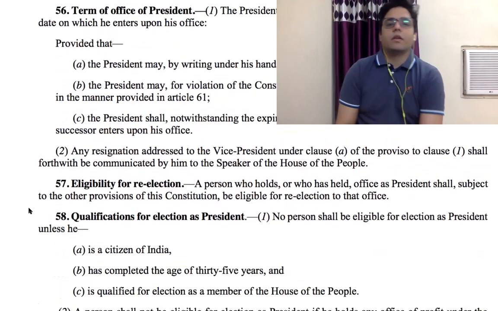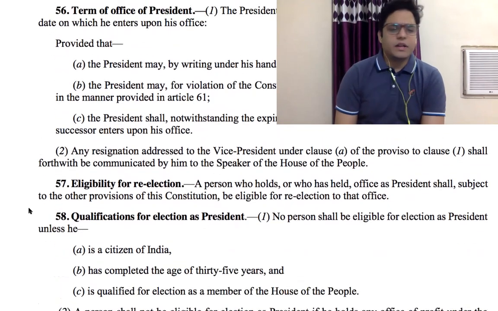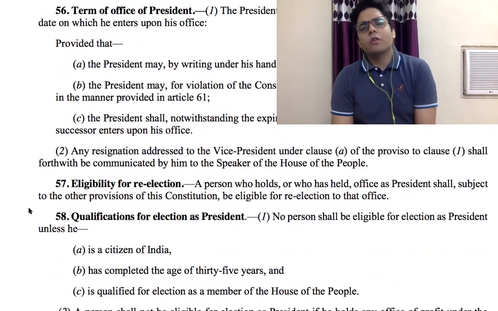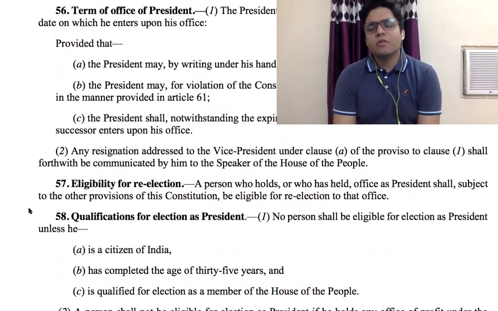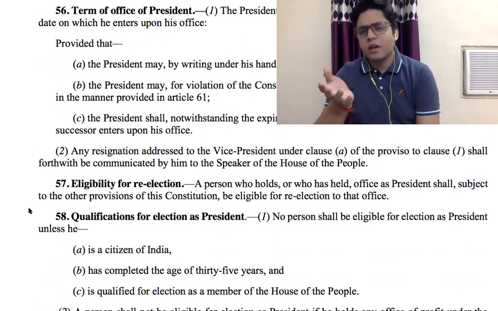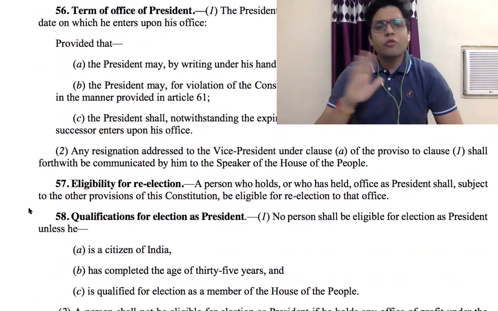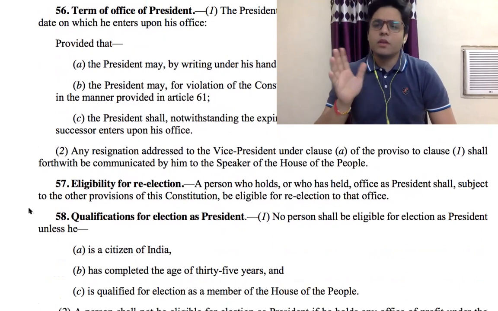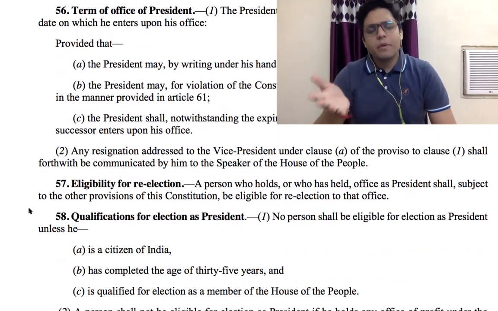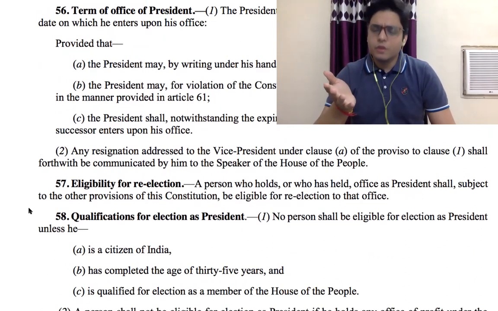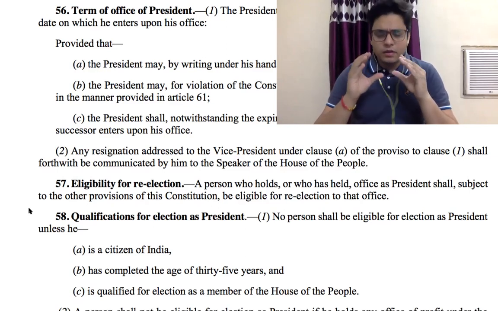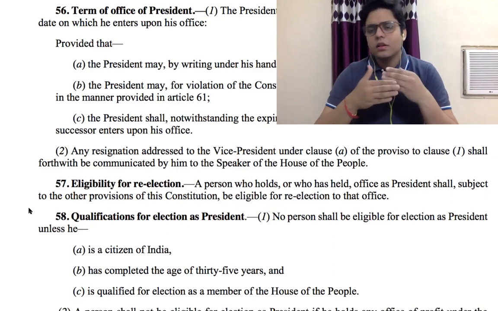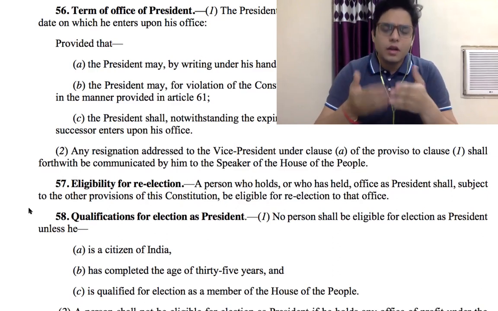Article 57: eligibility for re-election. Very simple. A person who holds or who has held office as president shall, subject to the other provisions of this constitution, be eligible for re-election to that office. So there is no bar on re-electing the same person as president again. This happened when Abdul Kalam was the president of India. There is no bar on re-electing the same person as president for a new term.